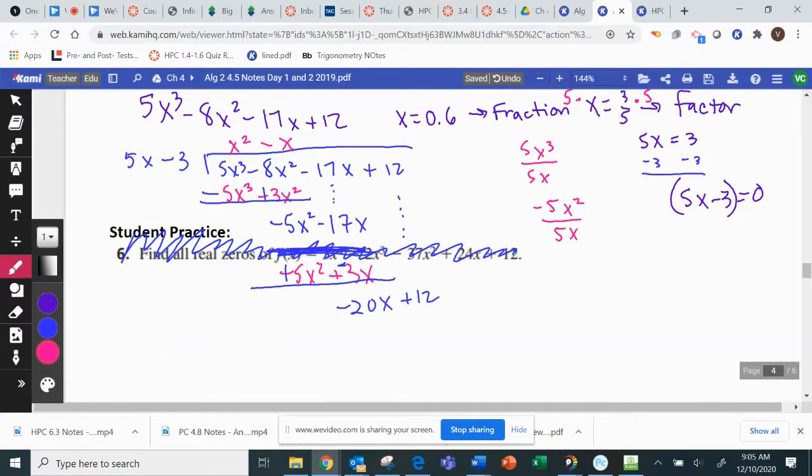And I'm going to divide negative 20x divided by 5x, and I get negative 4. Going to multiply, get negative 20x plus 12. Those are exactly the same, so when I subtract them, I will have a remainder of 0.